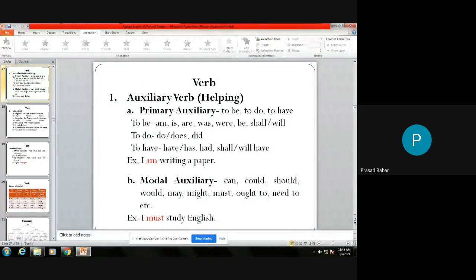Let's discuss it with an example. The example is, I'm writing a paper. Here am is an auxiliary verb, a primary auxiliary verb, which comes in connection with the main verb, that is write, to give that sentence a meaning. So to form a meaningful sentence, sometimes we have to use auxiliary verbs with the main verb. So this is about the auxiliary verb.